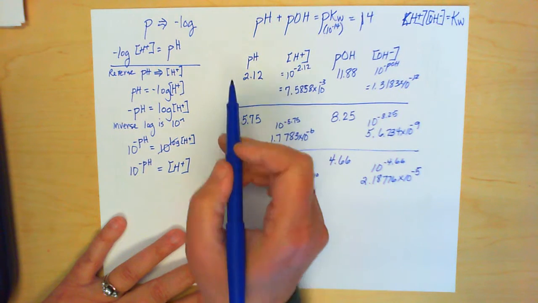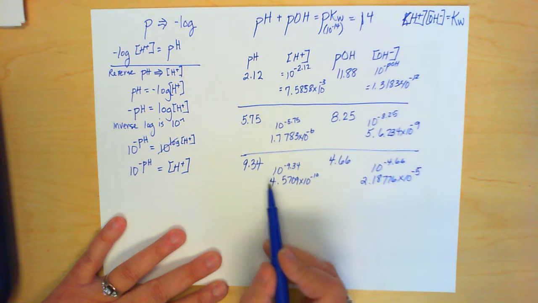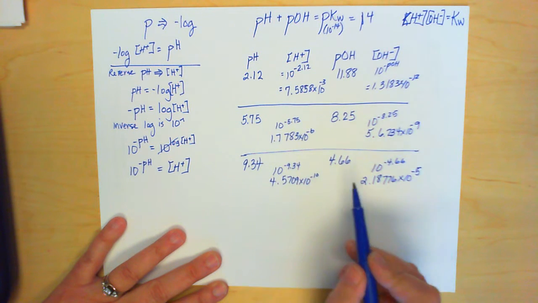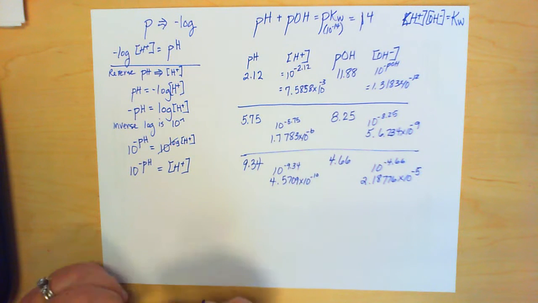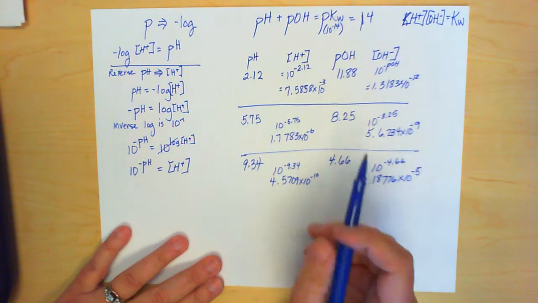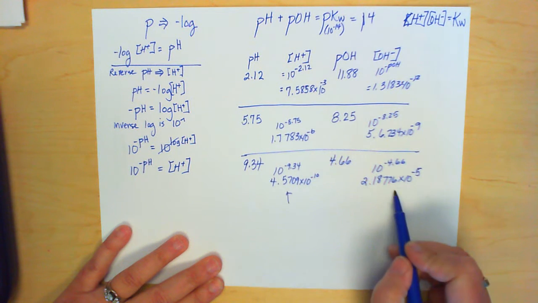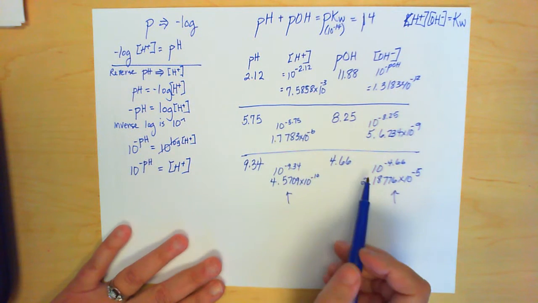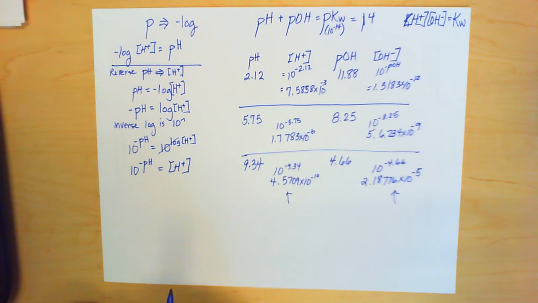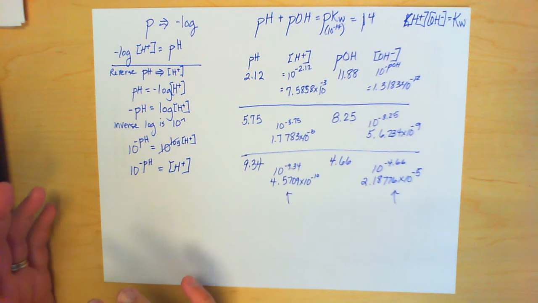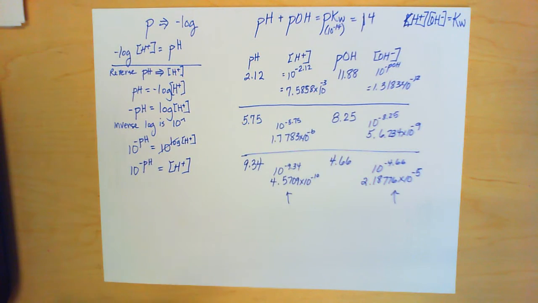So notice, as we became more basic, our hydronium ion concentration dropped and our hydroxide concentration increased. So as long as we've got a pH, a pOH, or a hydronium ion concentration or a hydroxide ion concentration, we can go back and forth. Because if we were to take any of these concentrations and take the negative log of them, we'd get back to the p function. So this is an explanation of converting back and forth between the p functions.